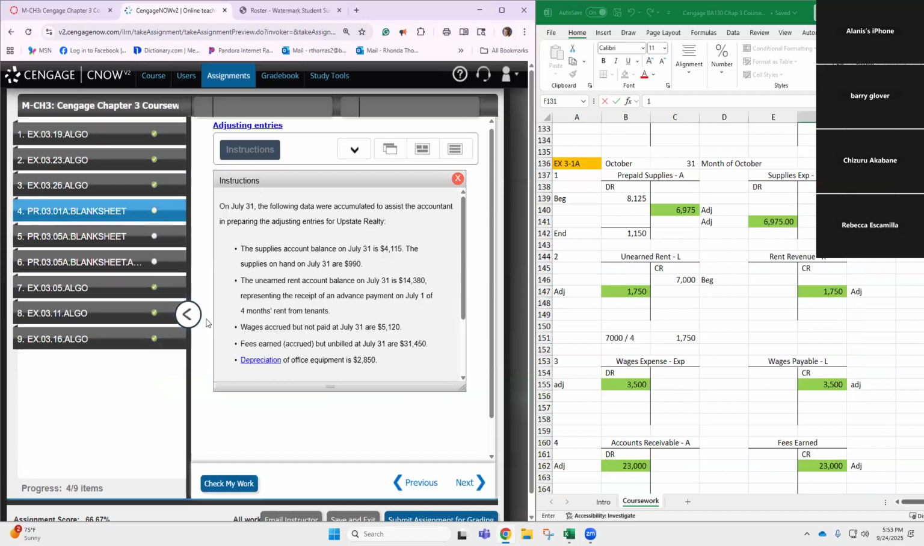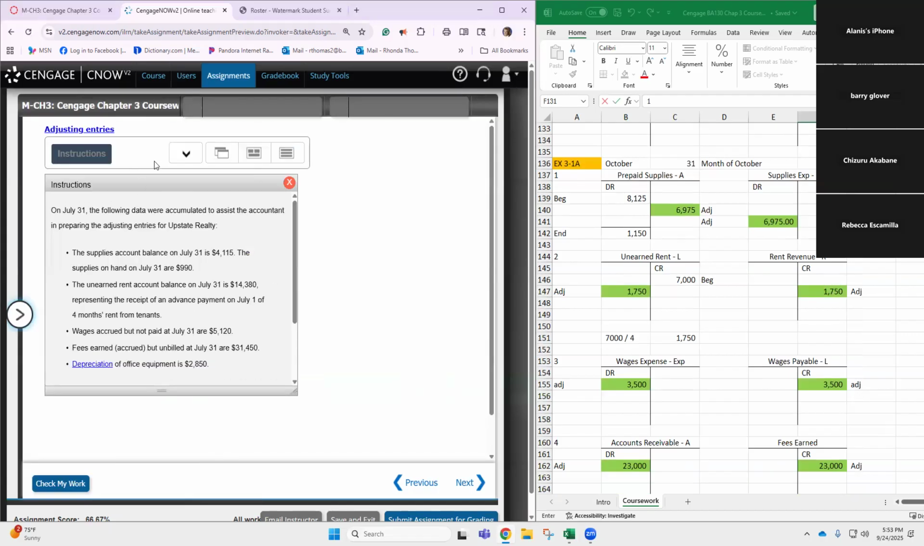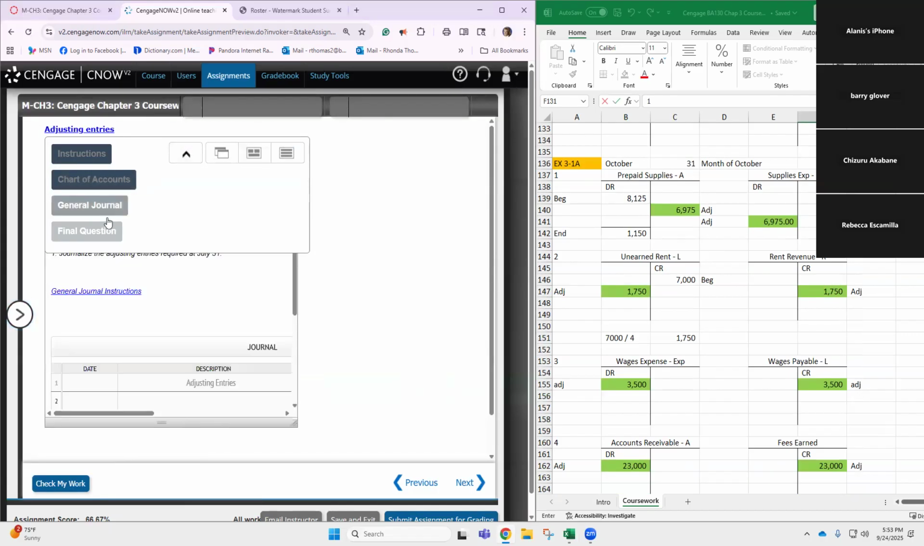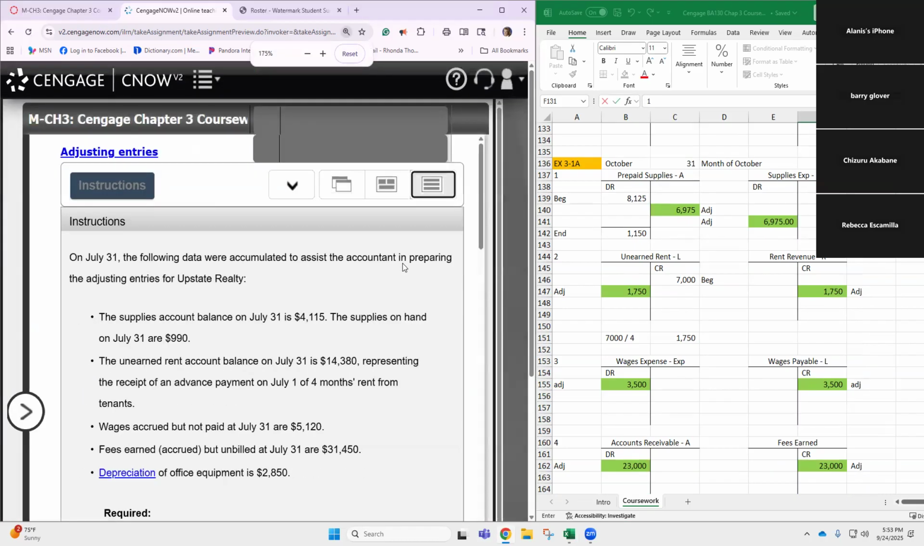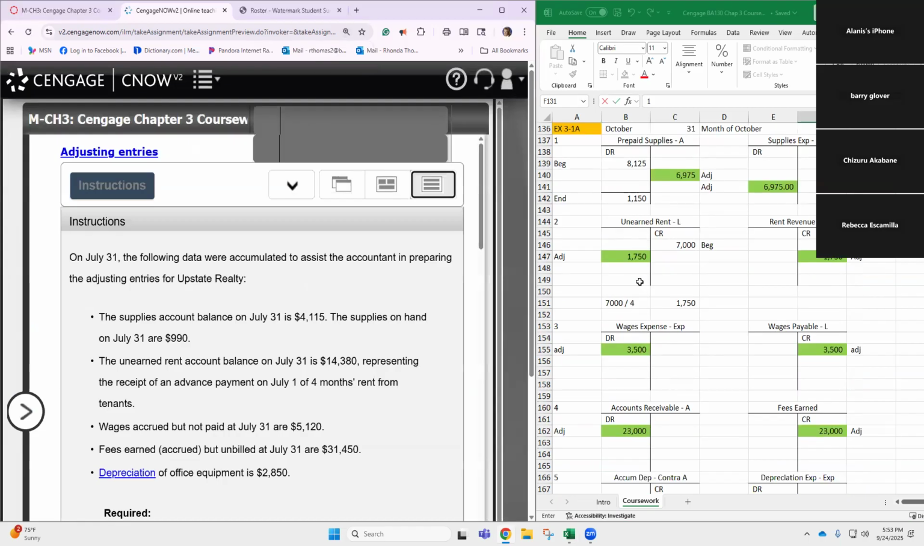Let's go to the blank sheet. I've given you this problem right here on a piece of paper. So pull that out, and we're going to walk through some adjusting entries. We're going to decide what they're going to be, and then we're going to put them in the general journal. And the good news is we don't have to post them to the ledger.